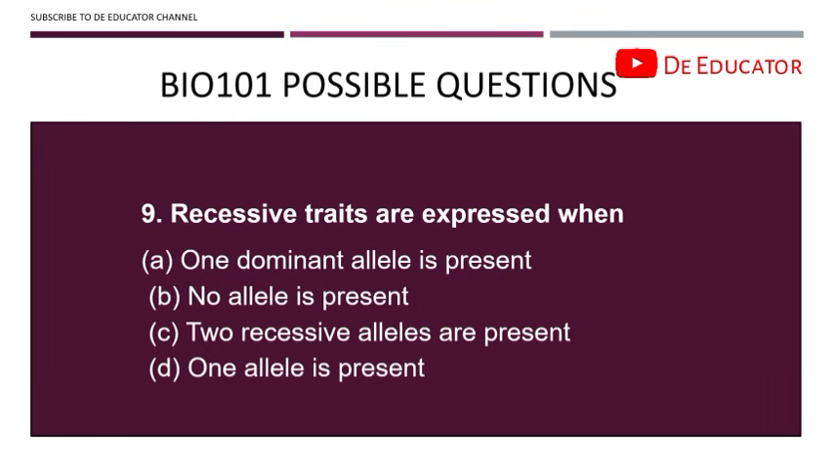So the next question: recessive traits are expressed when, as I said in the previous question, two recessive alleles are present. So please take note. No matter how you rephrase the question, you shouldn't be confused. Just remember this: BB is dominant, Bb is also dominant, and bb is recessive. Which means if two dominant alleles are present, dominance will be expressed. If one dominant allele is present, it will still be expressed, right? But for recessive traits to be expressed, two recessive alleles must be present. That's just what it means. All right, so let's move to the next question.